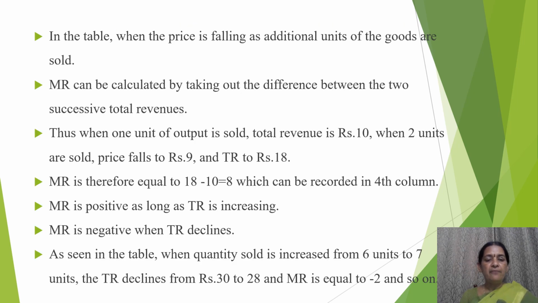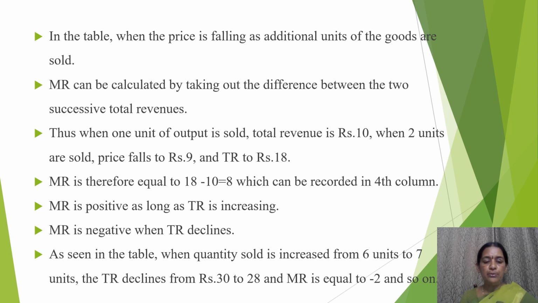In the table, when the price is falling as additional units of the goods are sold, MR can be calculated by taking the difference between two successive total revenues. Thus, when 1 unit of the output is sold, total revenue is rupees 10. When 2 units are sold, price falls to rupees 9 and TR is equal to rupees 18. MR is therefore equal to 18 minus 10, which is 8, which can be recorded in the fourth column.